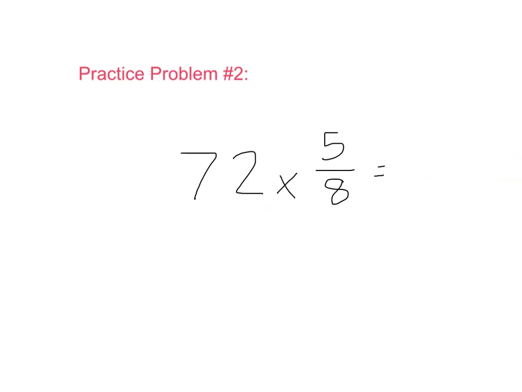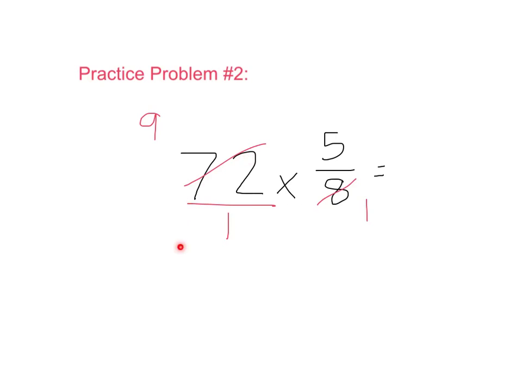Practice problem number 2. Feel free to pause. Okay, hopefully you decided to turn this whole number into a fraction, so I just put a 1 underneath it and made it into its fraction form. Now I can go ahead and cross-cancel this 72 and 8. I know 8 goes into 72, so I'm going to divide both the top and the bottom by the number 8. 72 divided by 8 is 9, and 8 divided by 8 is 1.